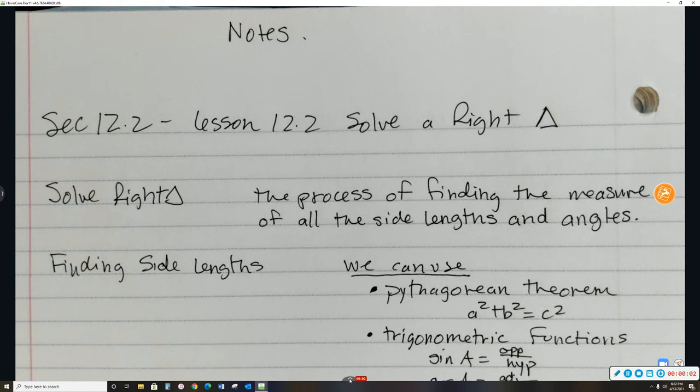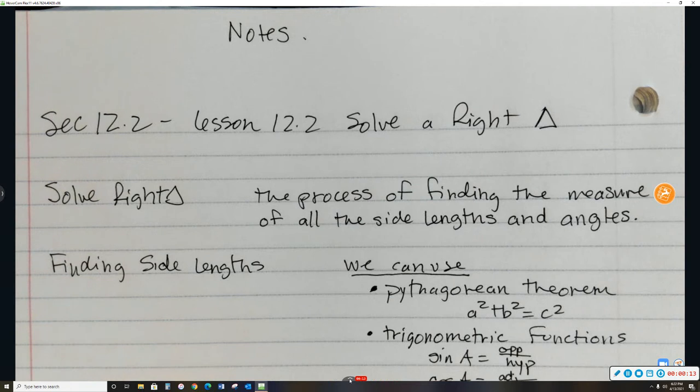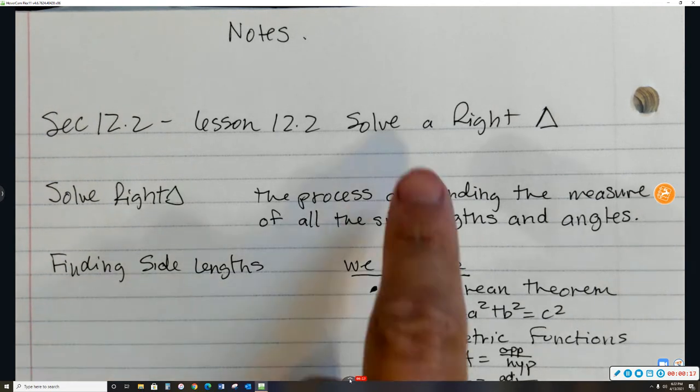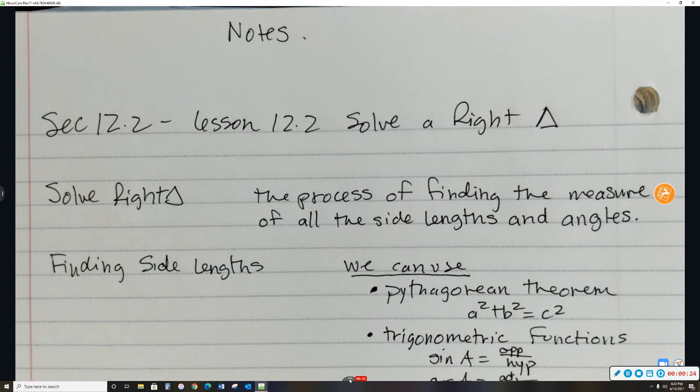Hey everyone, so we got notes. This will be the last notes for the section. In this section, we're going to solve a right triangle. We've actually gone over all the info we need to solve a right triangle. This is just wrapping it all up and using it together.